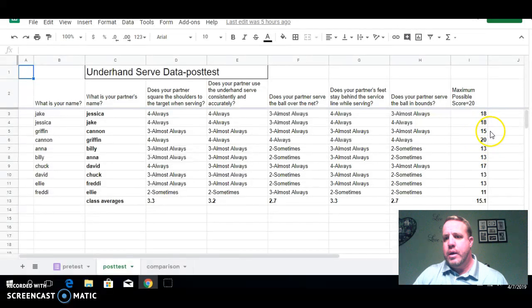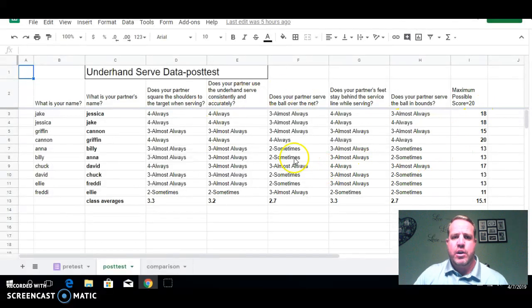Tremendous growth. And in fact, if you'll recall, the range on the pretest was 13. The range in the post-test is only 9. So we go from the highest, which was a 20, to the lowest, which was an 11. That range is just 9. And the class average moved from a 10.3 to a 15.1. So you can see there's tremendous growth, and you can see how this data is there for anyone to see. You have it right in front of you.